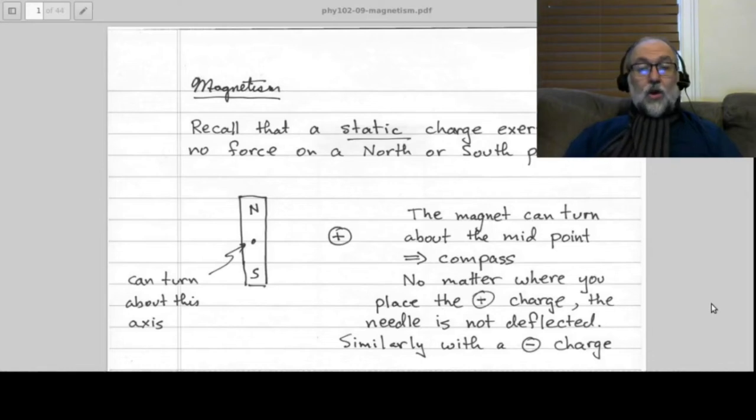Hi everyone, welcome to our ninth lecture. This lecture is on magnetism and it's the last in the series of lectures on electricity and magnetism. It's a combined lecture for both the calc and the non-calc students. But the calc students will have some extra, and that'll be in another video after this one, okay? But that's only for the calc-based physics students.